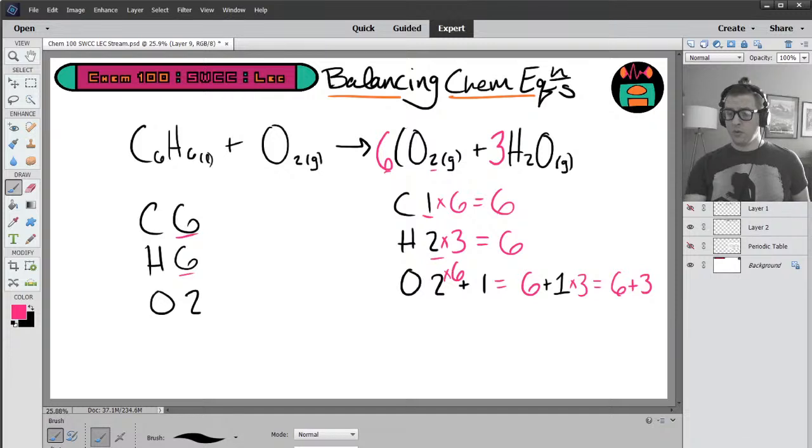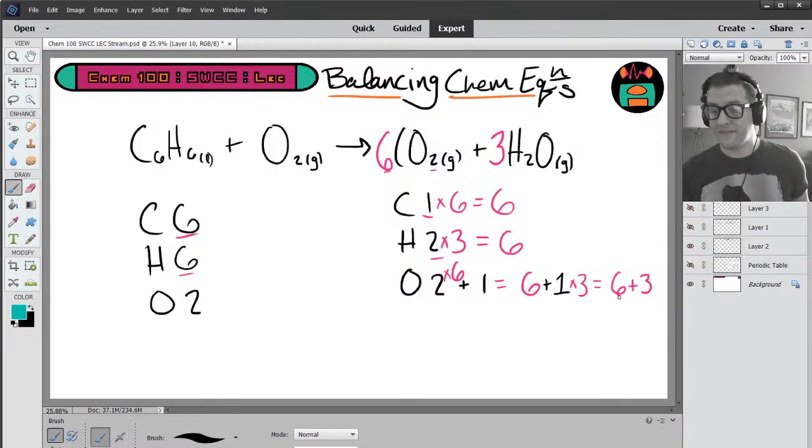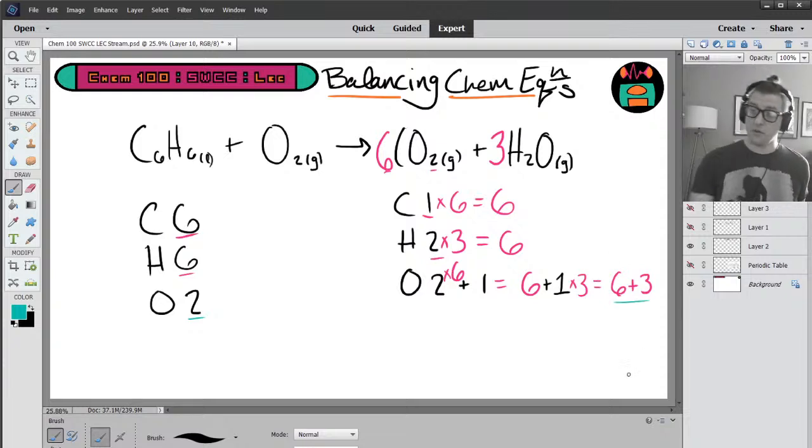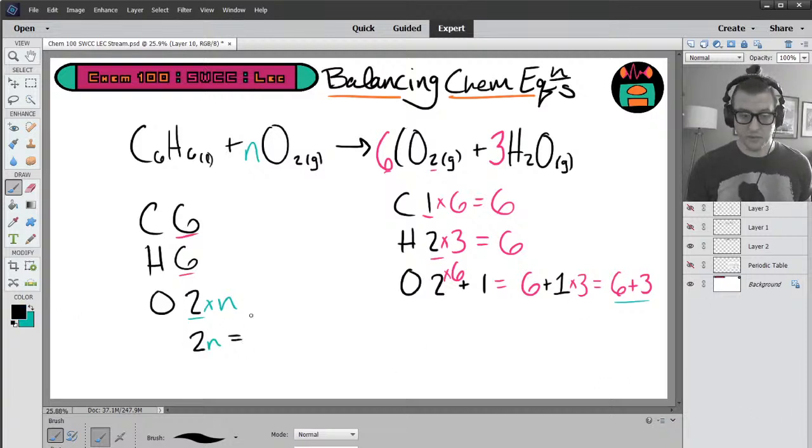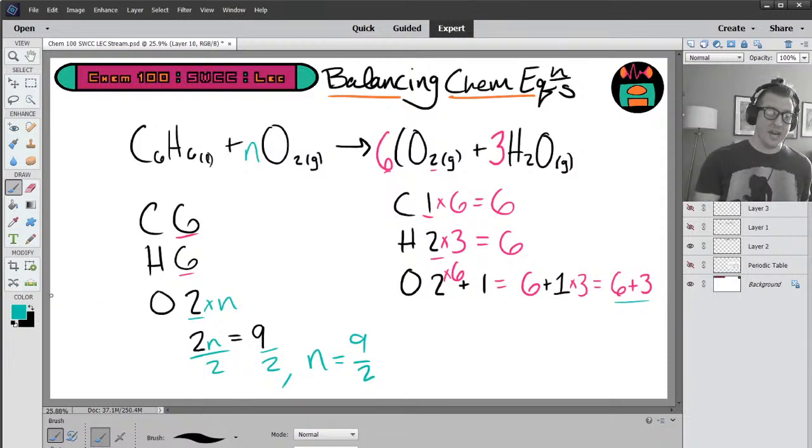All right, and now we're in that pickle we were in before, where we have to deal with oxygen. Now you'll notice we've got 2 on our reactant side, 9 on our product side, and what we need is to multiply O2 by some number so that 2 times that number is equal to the total number of oxygen on the other side, which is 9. We divide both sides by 2. We see that the number we need to use is 9 over 2.